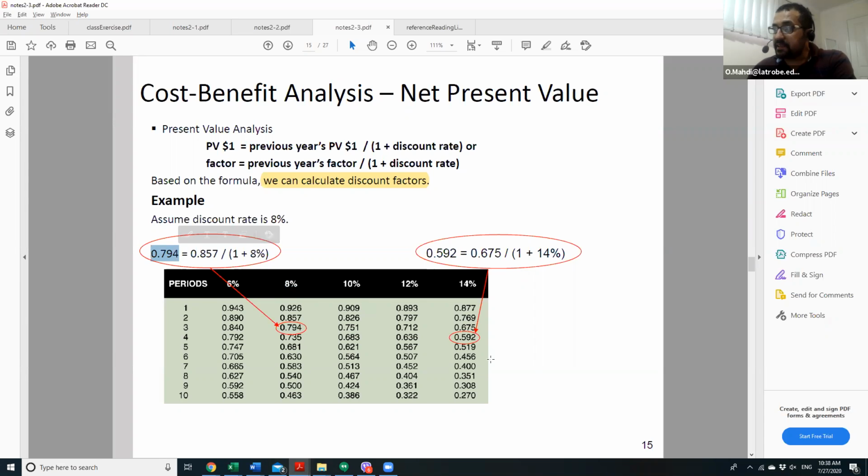The same thing here: if I want to calculate the present value for year 4, I take the present value of the previous year, 0.675, divided by 1 plus 14 percent, which is the interest rate or the discount rate. I will get 0.592, which represents the net present value.